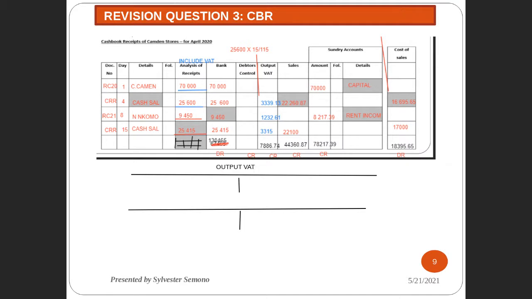Okay, so according to this, remember so far we did record under output VAT. I'm not going to write the date once again, so I'm just going to write bank. This is what we did, CBR. And the amount that we recorded here is how much? 7886.74. This is what we did. I think you're not surprised we did this one.